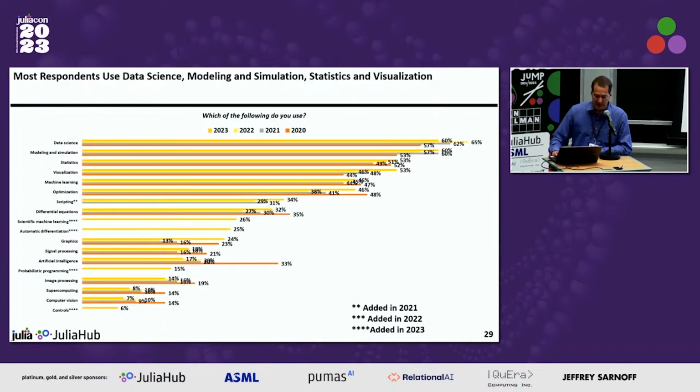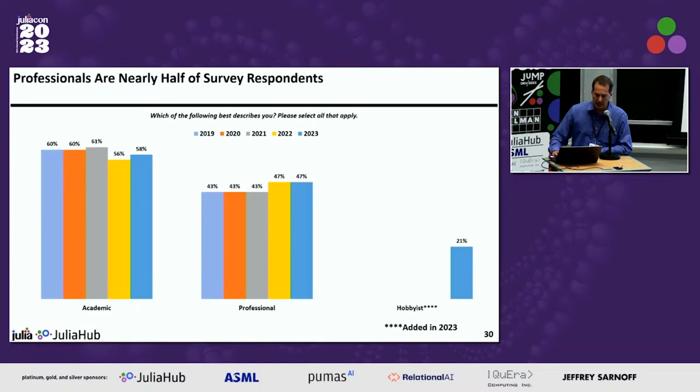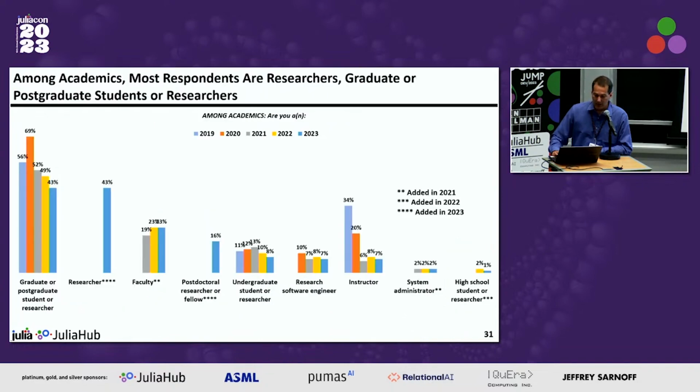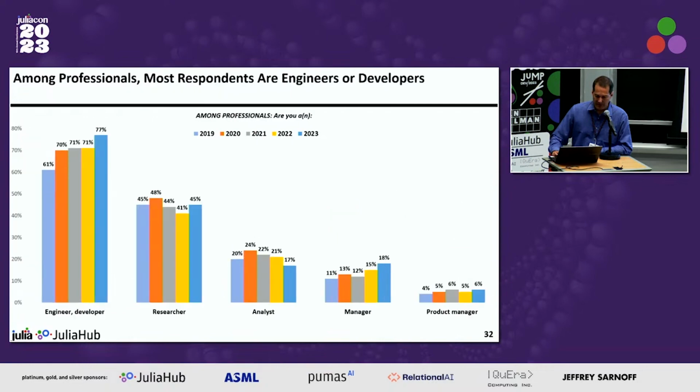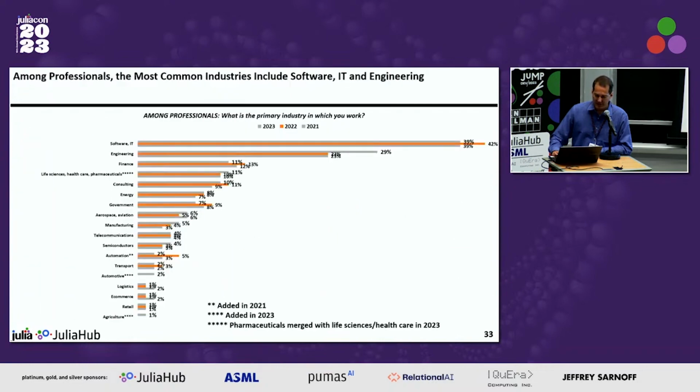Which of the following do you use? First, data science, modeling and simulation, statistics. Among participants, nearly half are professionals, and participants can be both academics and professionals. We added hobbyist as an option this year. Among academics, most are graduate or postgraduate students or researchers. Among professionals, the largest number are engineers or developers.